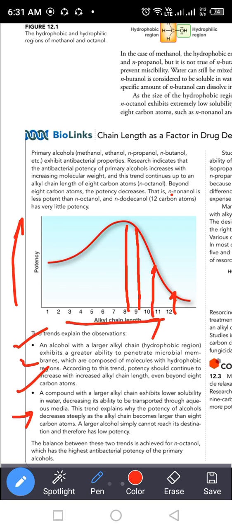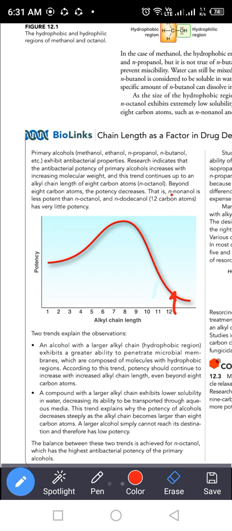So up to 8 and 9 carbon activity increases, then at 10, 11, 12 carbon activity decreases, because such alcohols are less soluble in water, and decreased solubility decreases their potency. So this is the reason. These are the 2 points that describe the low potency of the higher alcohols.